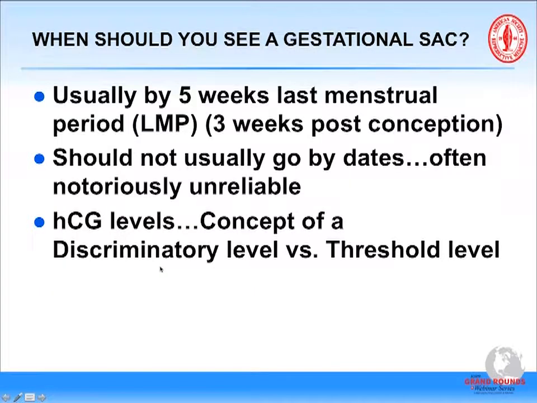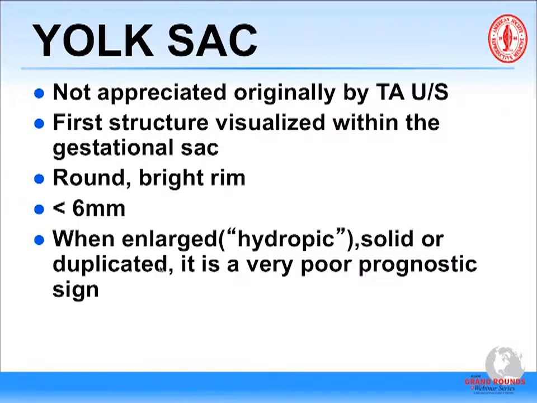When should you see a sac? Well, usually by 5 weeks LMP, 3 weeks post-conception, but we know that dates can be notoriously unreliable, and this is where the concept of a threshold level and a discriminatory level come into play. The yolk sac was really not appreciated in the early days of transabdominal ultrasound. It's the first structure we see within the gestational sac. It should be round, have a bright rim, less than 6 millimeters. And when it's enlarged, which I believe is a hydropic sign, solid or duplicated, these are very poor prognostic signs.